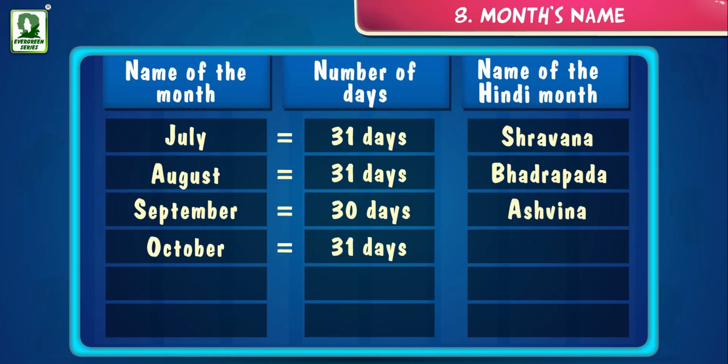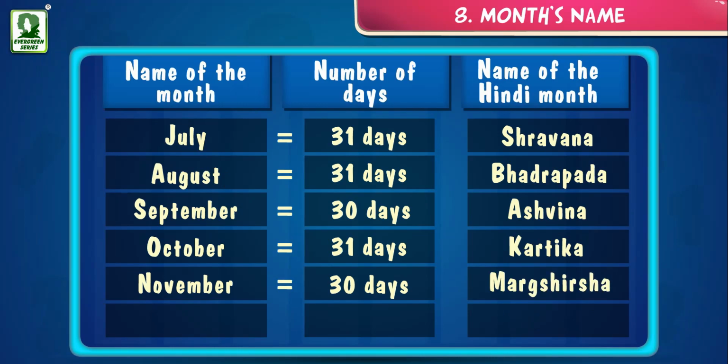October has 31 days, and it is known as Kartik in Hindi. November has 30 days, and in Hindi it is known as Margshish. December has 31 days. In Hindi it is known as Posh.